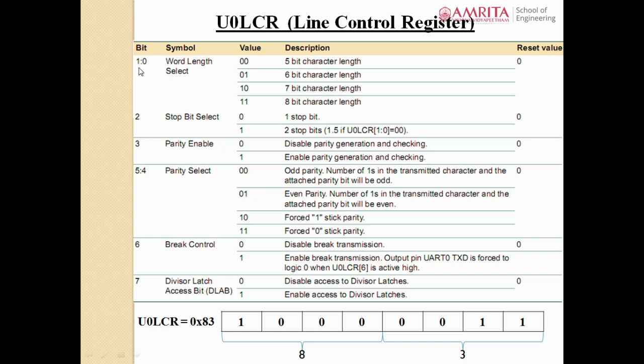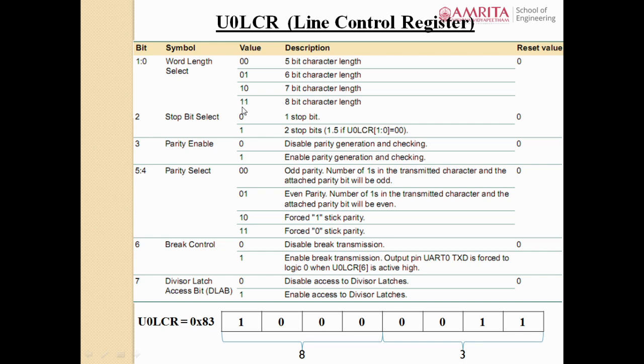Bit number 1 and bit number 0 are used for configuring the word length. Word length means the data length for serial transmission, right? By default, the word length is reset to 00, which means the data length will be 5 bits. But I told you that generally in serial transmission you will use 8-bit data transmission. So in this case, I am going to configure 8-bit data transmission. How will you configure 8-bit data transmission?